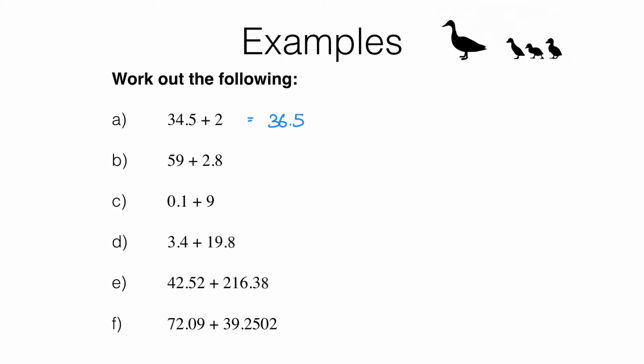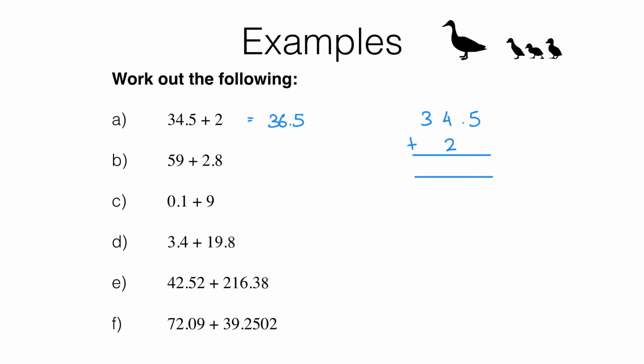If we wanted to work this out using a written method, then we would do it like this. We would have 34.5 plus 2. The really important thing here is to make sure that the place value columns are lined up. I had 34.5, and when I'm adding 2, I had to make sure that the 2 goes in the units column, so it's lined up underneath the 4, because I'm adding 2 units.